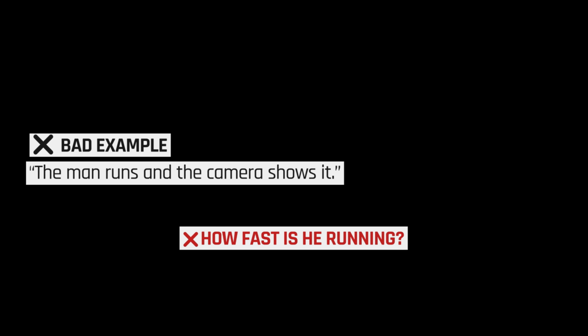Let's look at a bad prompt first. The man runs and the camera shows it. Why doesn't this work? We don't know how he runs. Is it a sprint, a stumble, or a casual jog? The camera direction is unclear. "Shows it" doesn't tell Veo anything. Is it handheld or smooth? What's the emotion here? We don't feel anything. And once again, no dialogue.